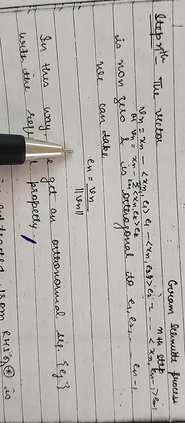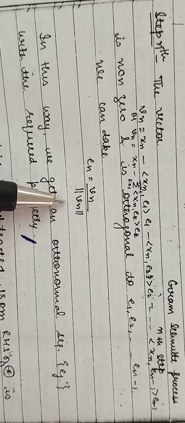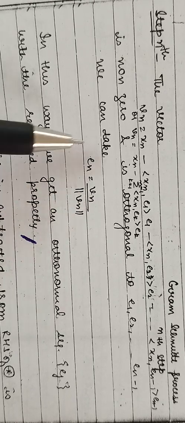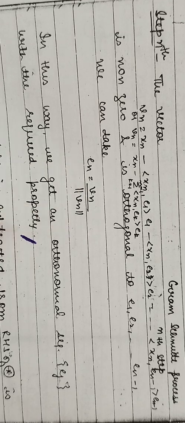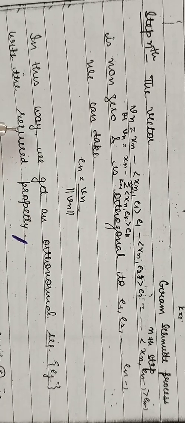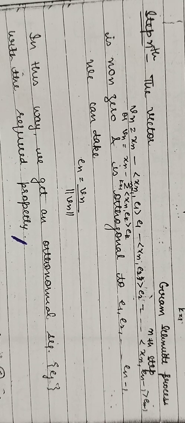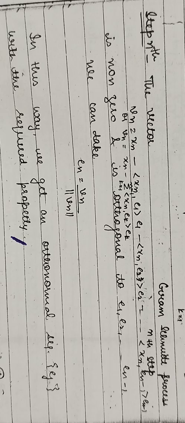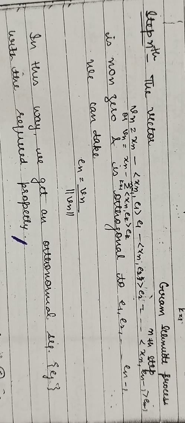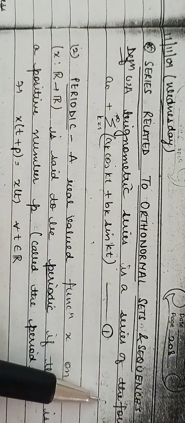Now we can define the vector en by dividing vn by its norm. So in this way we have obtained the nth vector of our orthonormal sequence. So this is the way to convert a given linearly independent set into an orthonormal set, and this process is called the Gram-Schmidt procedure. Now the next topic is the series related to orthonormal sets and sequences.